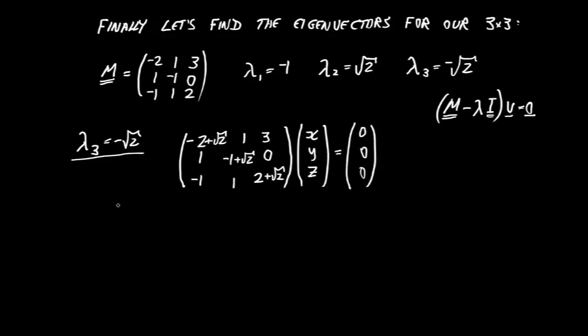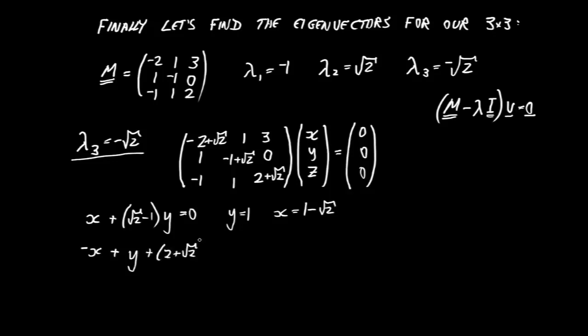Now, as before, our middle row looks nicest here. It's just telling us that x plus root 2 minus 1, put it that way around, times y is equal to 0. That means if I chose y is equal to 1, obvious choice, then x is equal to 1 minus root 2, watching for signs. Now if I take let's say the bottom row, I can have minus x plus y plus 2 plus root 2 times z is equal to 0. But I can substitute in the values I found, so that will say that square root 2 minus 1 plus 1 plus 2 plus root 2 z is equal to 0.